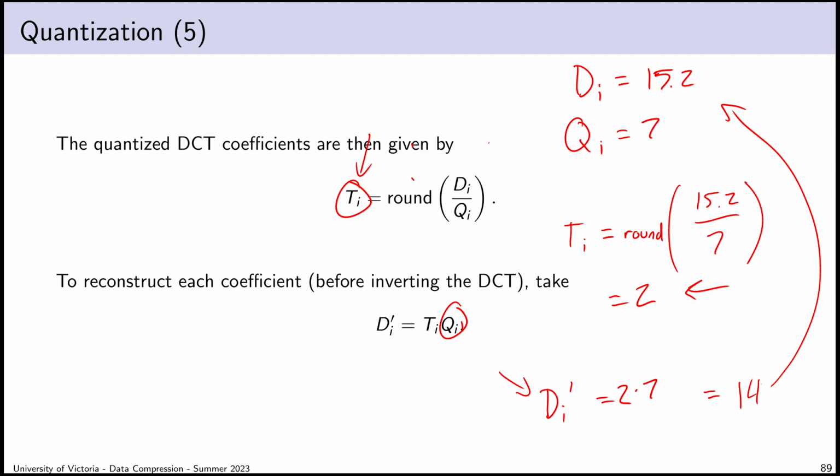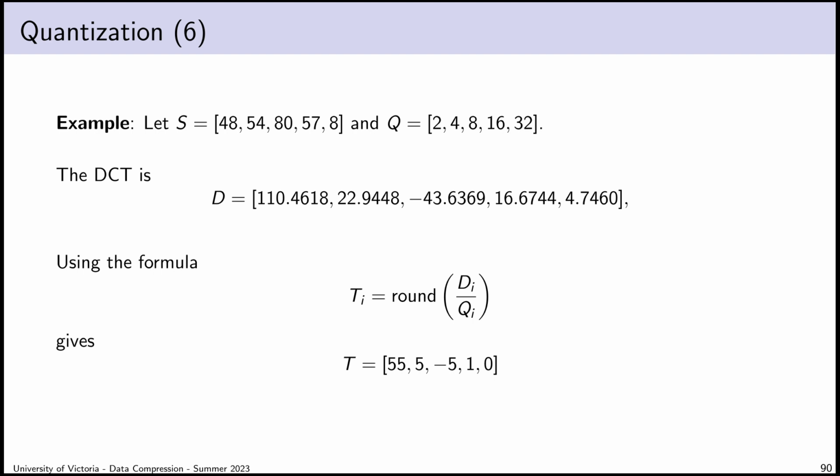Okay, so hopefully you got the general idea of how this process works and maybe some intuitive understanding of why it will save us some space. Because what I end up sending, the value of T, will have a smaller and smaller magnitude with larger and larger values of my quantizers QI. All right, so we'll do some examples that show that off in more detail.